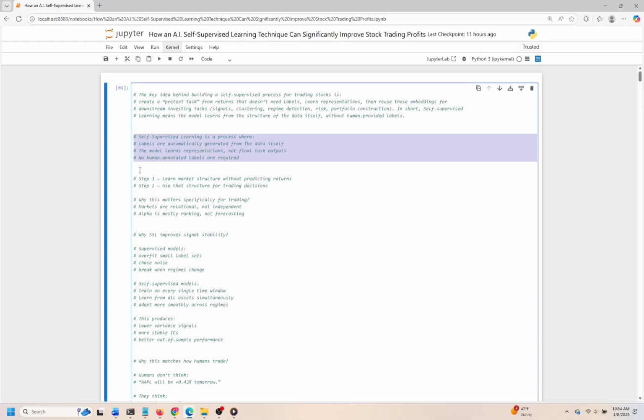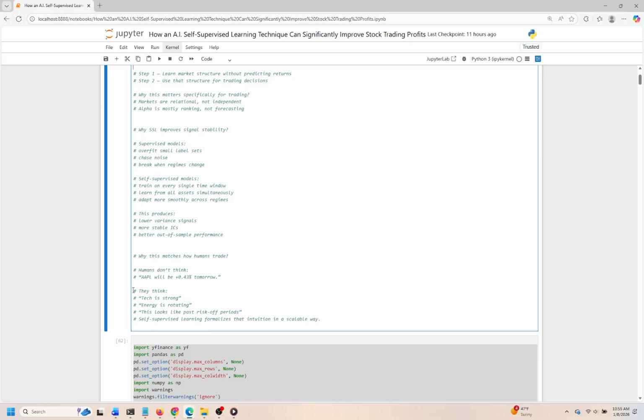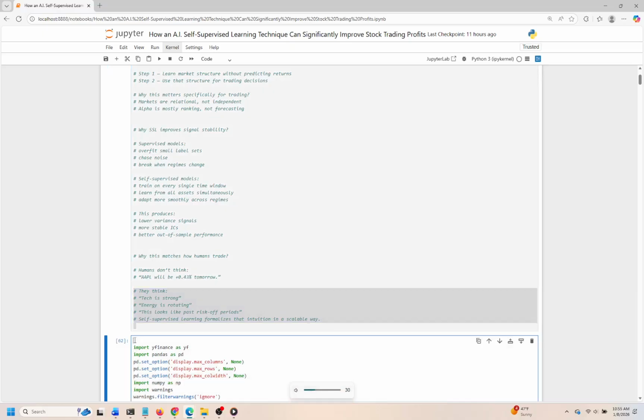Instead of fixating on specific price changes, experienced traders often think in broader terms, recognizing patterns such as sector strengths or historical market behaviors during risk-off periods. Self-supervised learning provides a framework to formalize these intuitive understandings in a scalable format, allowing for more informed and strategic decision-making. Looking ahead, the next cell will likely explore how these learned representations can be practically applied to specific trading strategies, allowing us to harness the insights gained from this self-supervised approach.